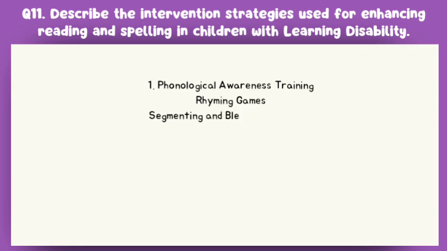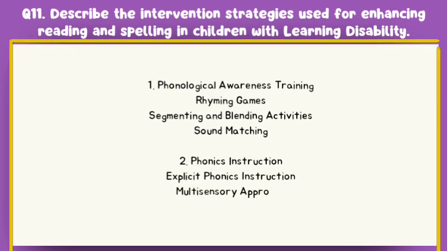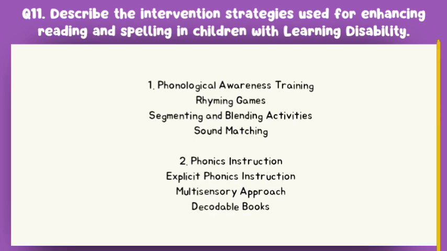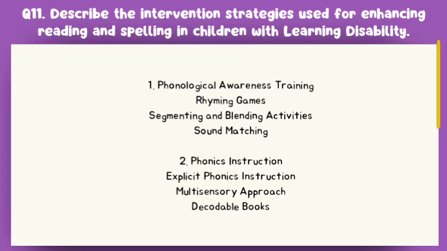Describe the intervention strategies used for enhancing reading and spelling in children with learning disability. Children with learning disability often struggle with reading and spelling, but specific intervention can support their development in this area. So these are some specific strategies. The first one is phonological awareness training. This includes rhyming games, segmenting and blending activities, and sound matching. Phonological awareness is the ability to recognize and manipulate sounds in spoken words, which is crucial for reading and spelling.